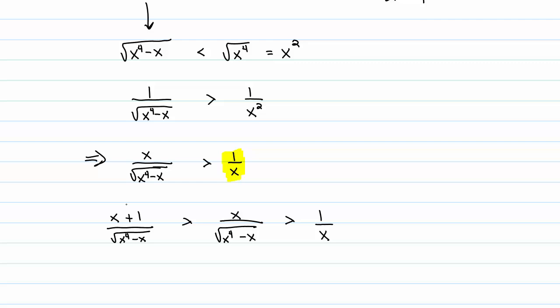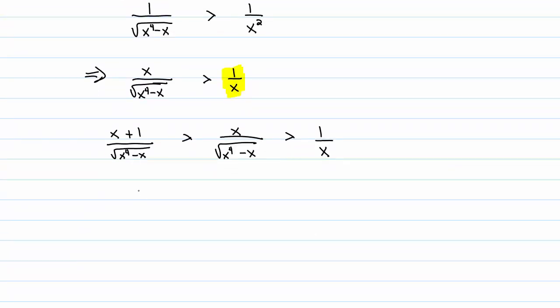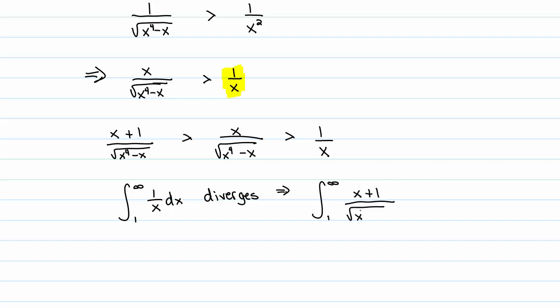which still keeps it above 1 over x, I can say the integral from 1 to infinity of 1 over x dx diverges. We've already explained why. But that implies the integral from 1 to infinity of x plus 1 over the square root of x to the fourth minus x dx must also diverge. Again, diverges, sorry. Again, I should also mention definitely our lowest bound is 1, so that's very important.